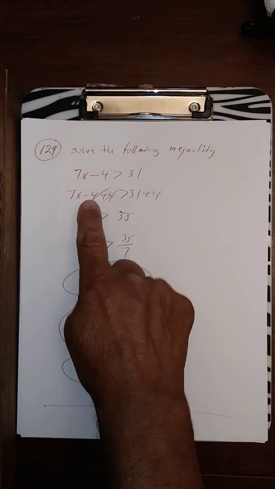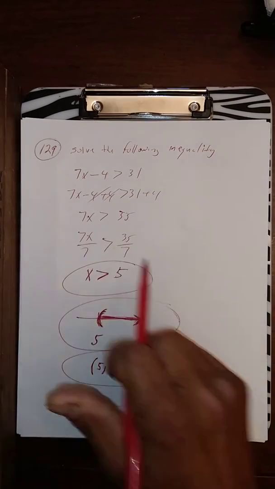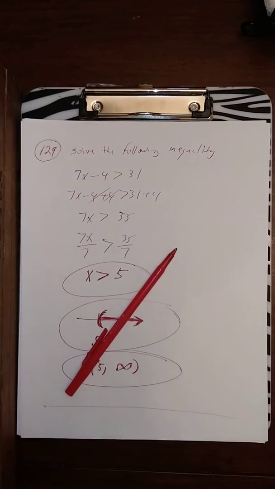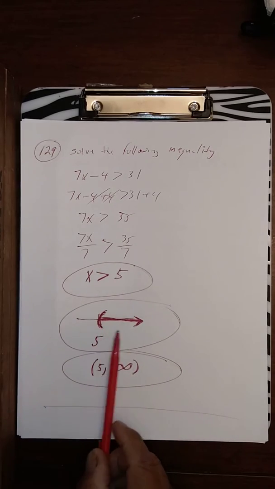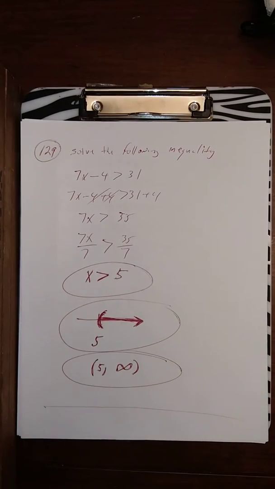Now we have, add 4 to both sides. 7x is bigger than 35. So we have divide by 7, divide by 7. So x is bigger than 5. From 5 to infinity. We're done.